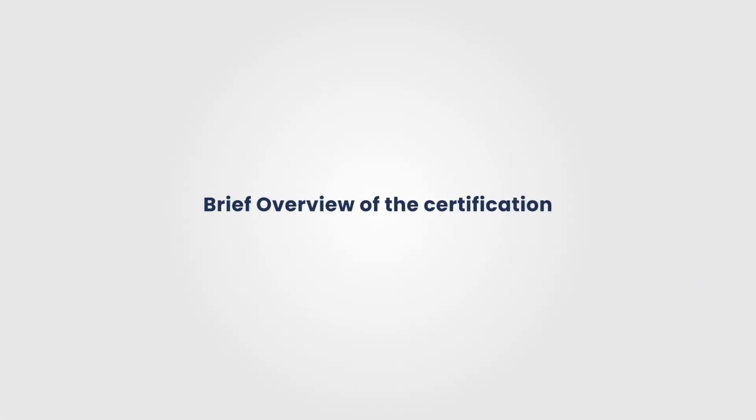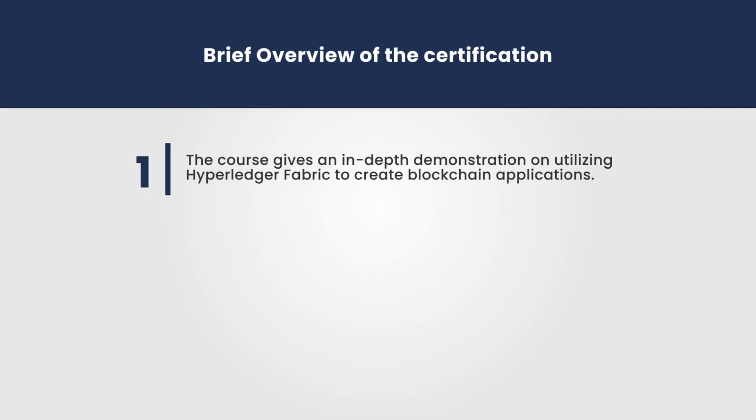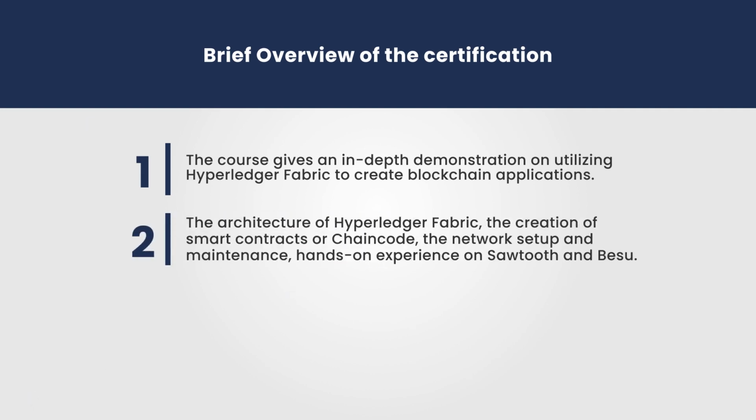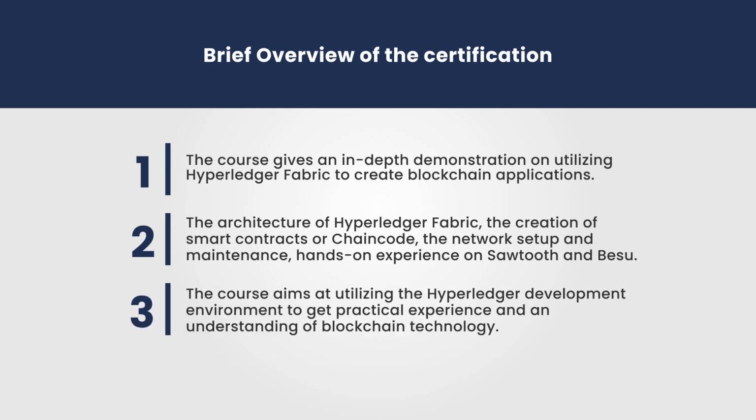Now let's have a brief overview of the course. The course gives an in-depth demonstration on utilizing Hyperledger Fabric to create blockchain applications. The Certified Hyperledger Developer course includes training on the following topics: the architecture of Hyperledger Fabric, the creation of smart contracts or chain code, the network setup and maintenance, as well as hands-on experience on Sawtooth and Besu. The course aims at utilizing the Hyperledger development environment to get practical experience and an understanding of blockchain technology.